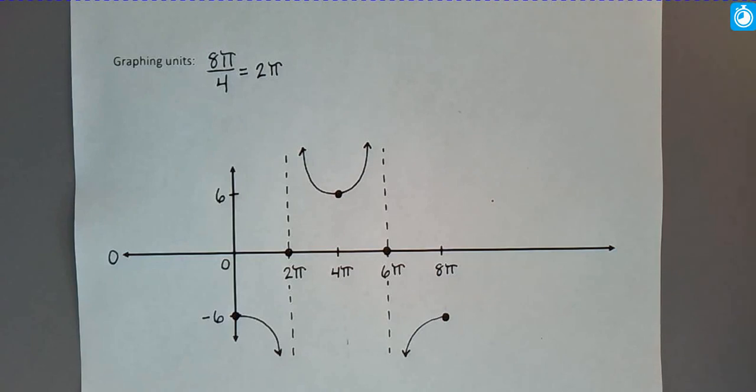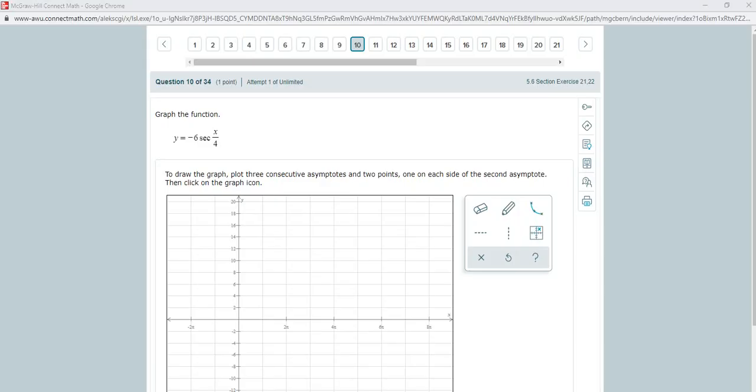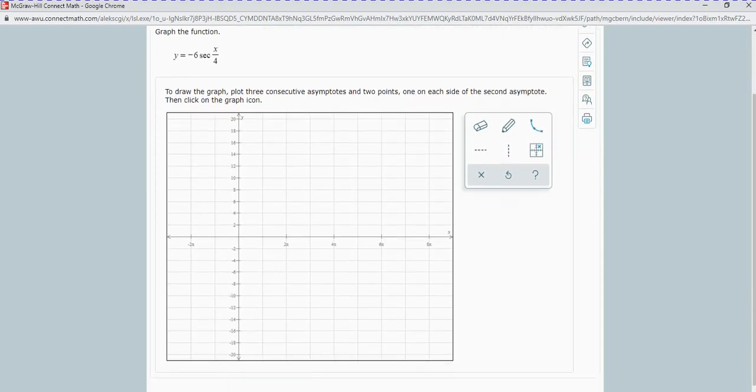So let's flip back over and let's see if we can input what we have so far. Okay. So we have a vertical asymptote at 2 pi, a vertical asymptote at 6 pi, and notice our grid is already marked, counting by increments of 2 pi. So we can just drag and drop those vertical asymptotes. So we've got one at 2 pi, and we've got one at 6 pi. And then if we want to put the points we already have, we can do that as well. So we had a point at 0, -6, so there's one of the points.